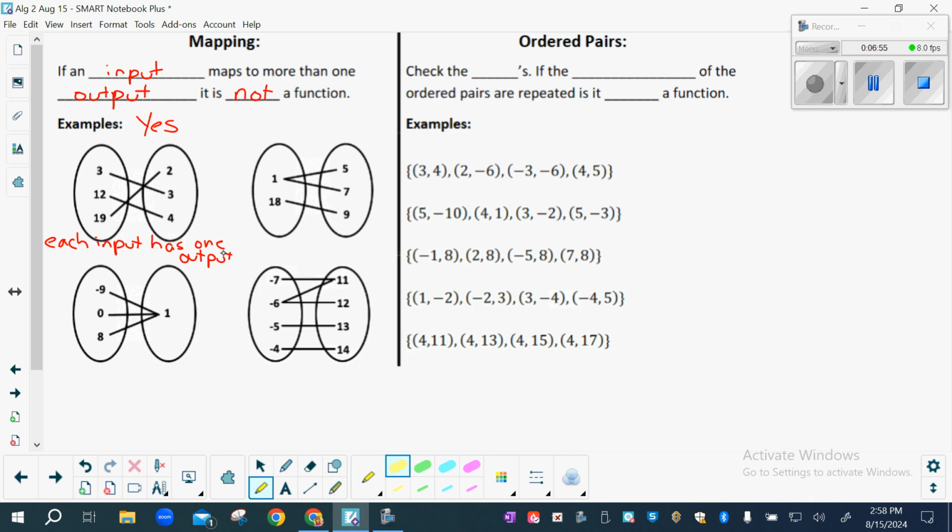What about the one on the top right here, this mapping here? No, that's right. Which input has more than one output? So 1 has 5 and 7 as outputs. Does that make sense?